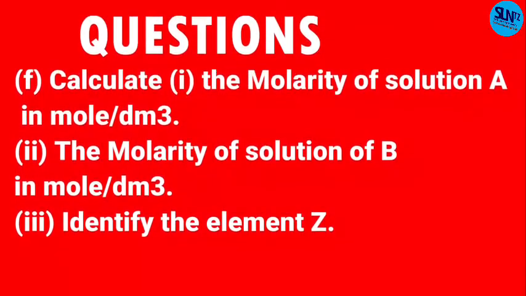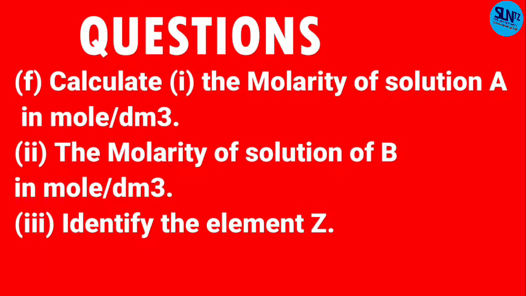The molarity of solution A in mole per decimeter cube. Calculate number 2, the molarity of solution B in mole per decimeter cube. And then the last question, identify the element Z. Remember that solution B was Z hydroxide, so Z is unknown, and according to our specific objective to determine the unknown element, in that question you are supposed to identify the element Z.